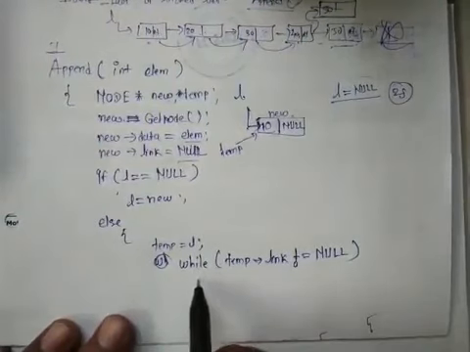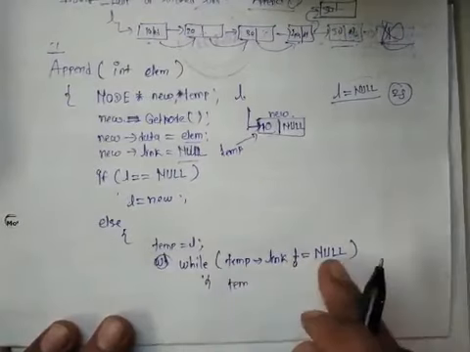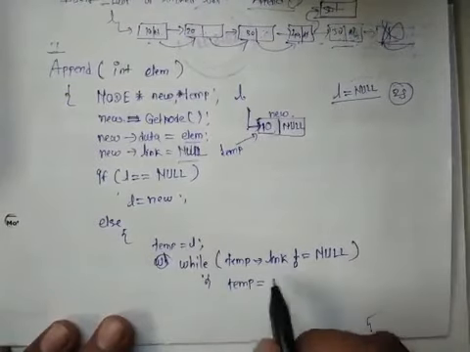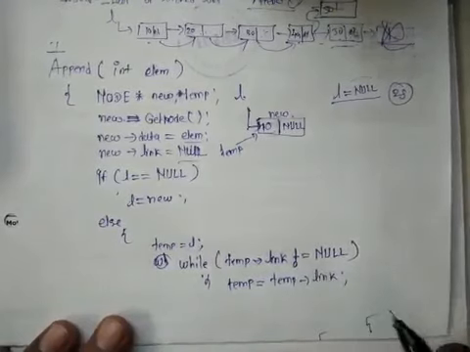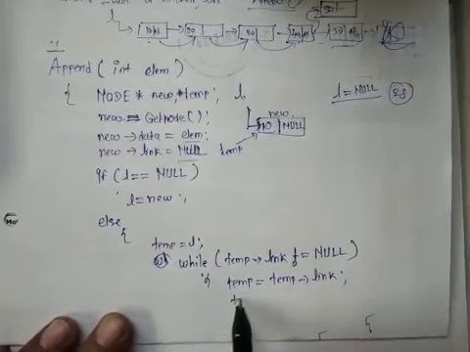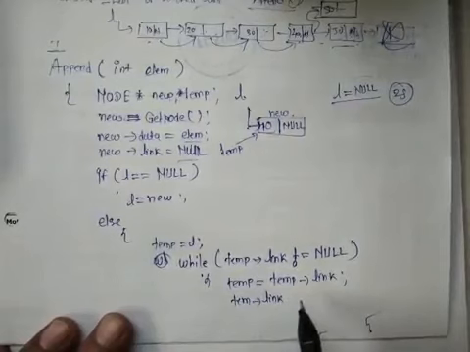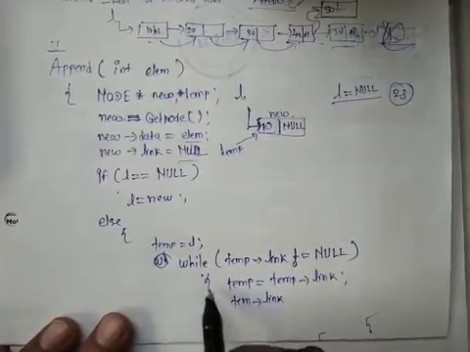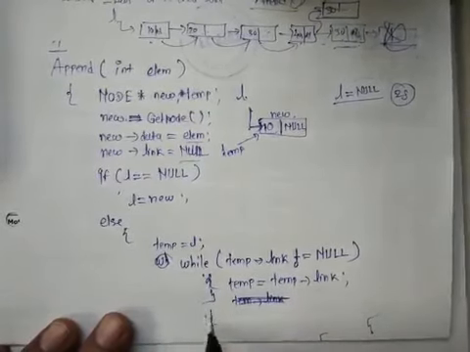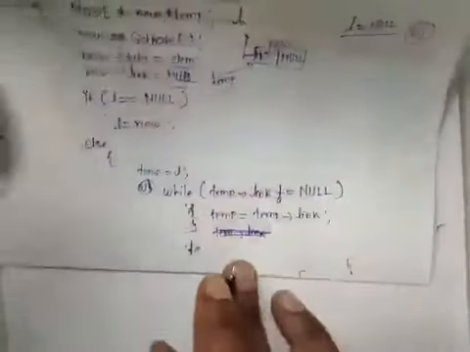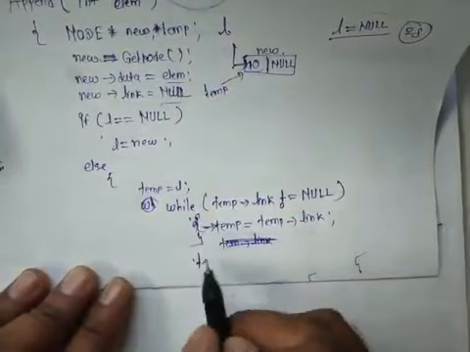Now in the while loop, if temp of link is not equal to null, then what we are going to do is temp is equal to temp of link. The while loop contains only this one line of statement. The next line is outside the while.